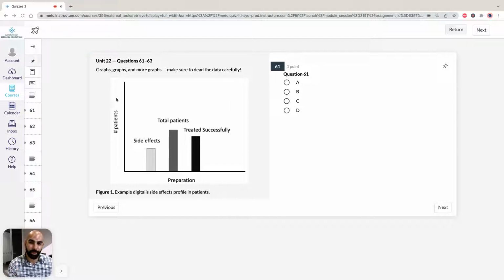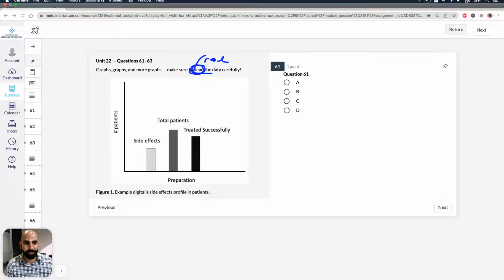So what I've written here is graphs, and more graphs. Not just this unit, but there are a few units coming after. You've probably seen a few units beforehand dealing with graphs. So just try to practice how you read graphs, which is why I've written here, make sure to read the data carefully, because if you don't, you might miss some important things. So read the data carefully. I tried to make a very bad dad joke here, but you get the point.